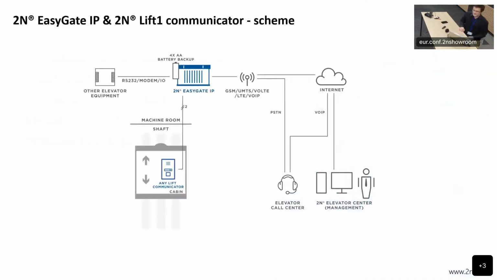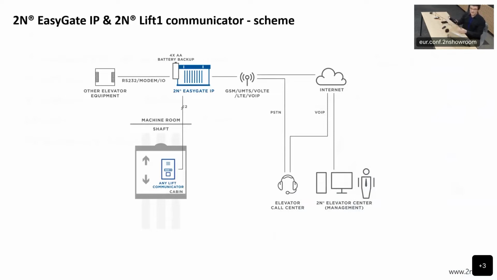So the first thing is our Easygate IP, which I have here. If I disconnect all cables, it's a simple gateway which has a battery backup. It's connected through the mobile network, through LTE, so you don't care about any cables.